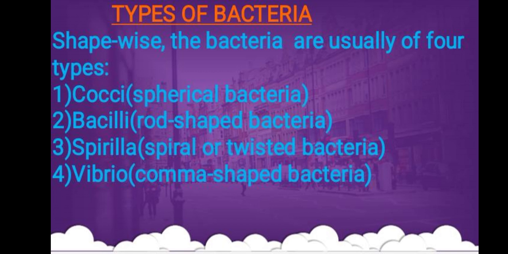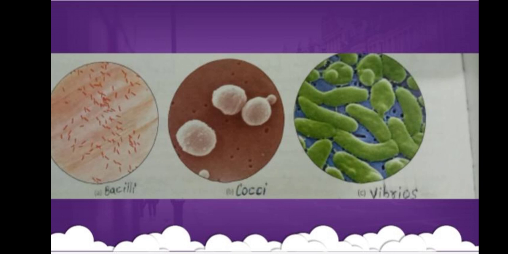Types of bacteria. Shape-wise, bacteria are usually of 4 types. Spherical shaped bacteria are called cocci. Rod shaped bacteria are called bacilli. Spiral or twisted bacteria are called spirilla, and comma shaped bacteria are called vibrio. You can have a look at these different types of bacteria.